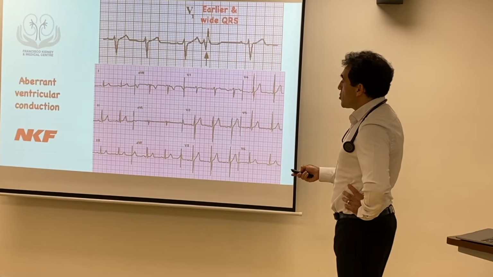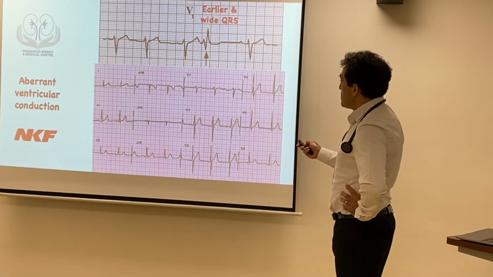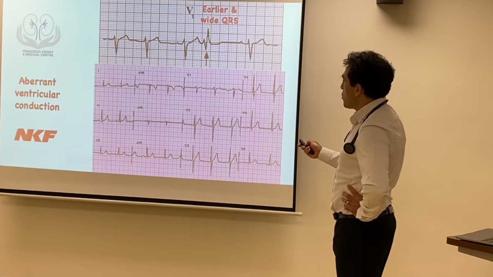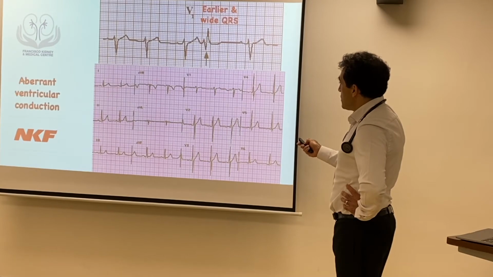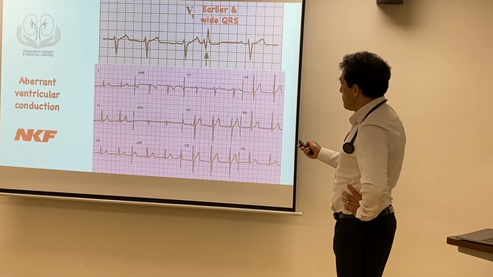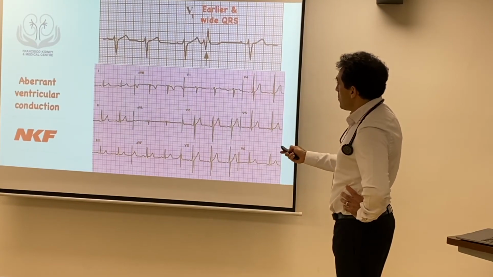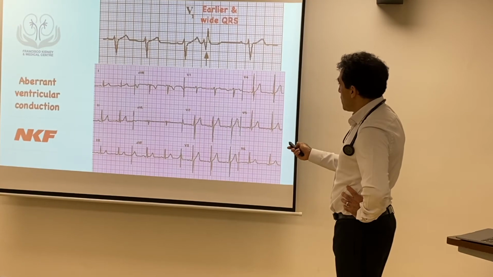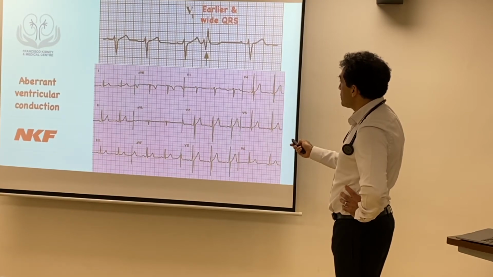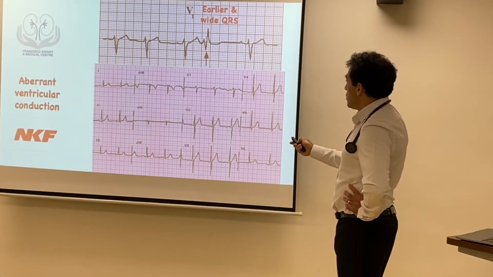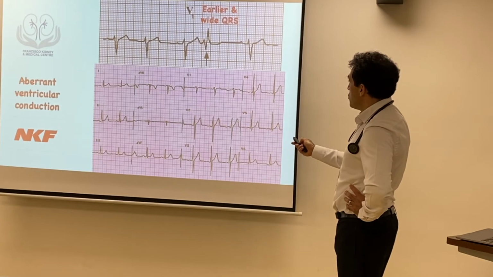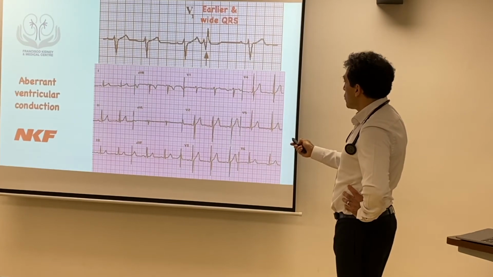Aberrant ventricular conduction. As you can see, this one looks too dodgy. It's quite wide. Suddenly there is this R, then S, another R, and this beat appears suddenly earlier, so the rate changes, and the conduction doesn't look totally fine, yeah?